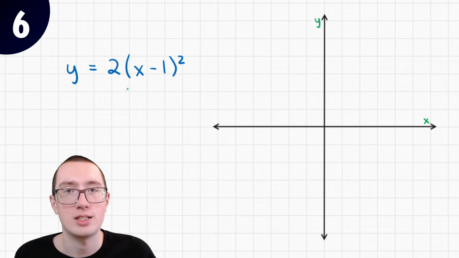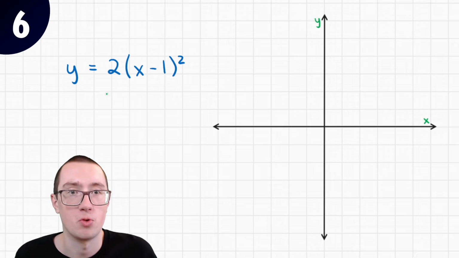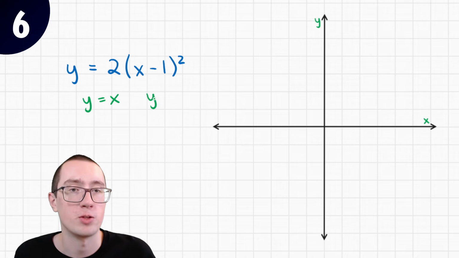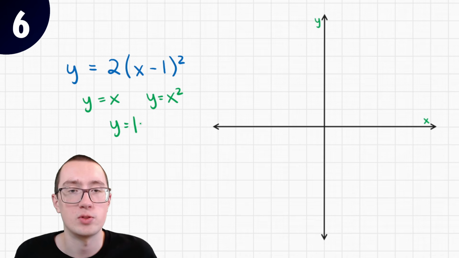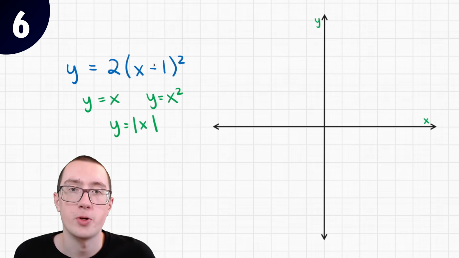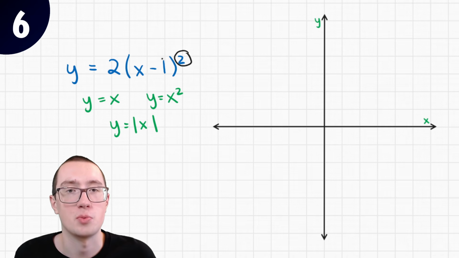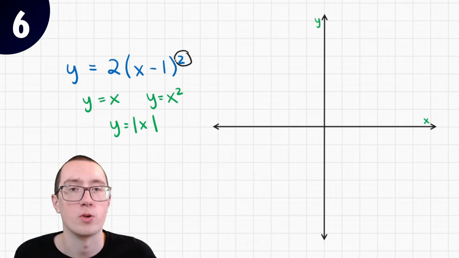So there are a few main types of parent graphs. Possibly one of the most common is just y equals x. There's also y equals x squared, and y equals the absolute value of x is another common one. So which one do you think we're going to use here? Well, right here I notice that we have a square, and I know it's not x squared, it's (x minus 1) squared, but the basis for this equation is that we're squaring x. So our parent graph is going to be y equals x squared.